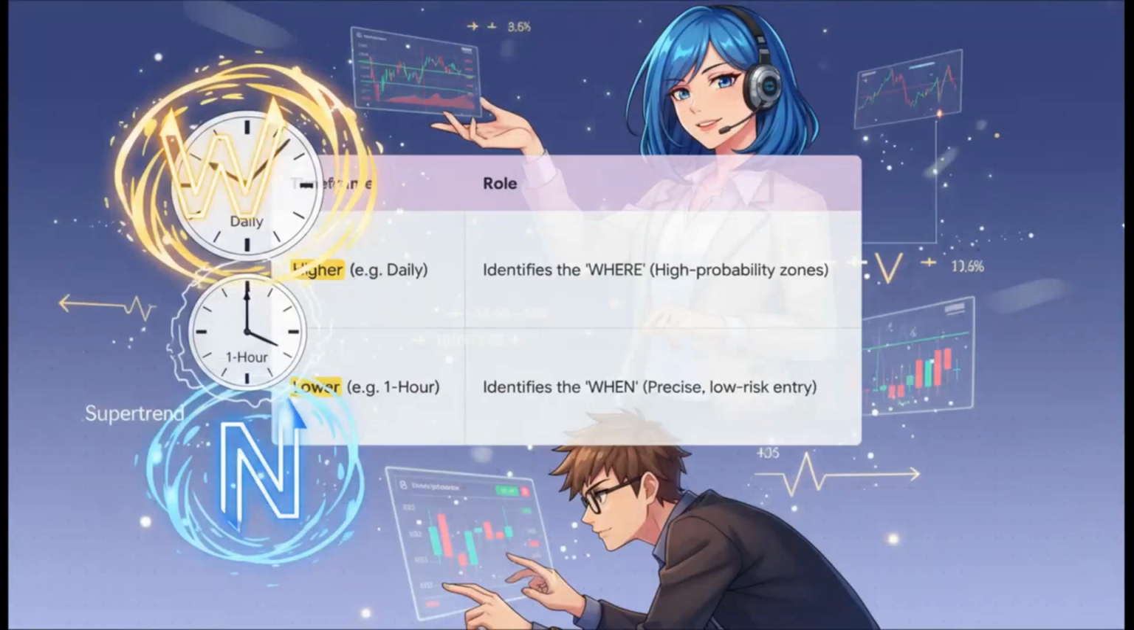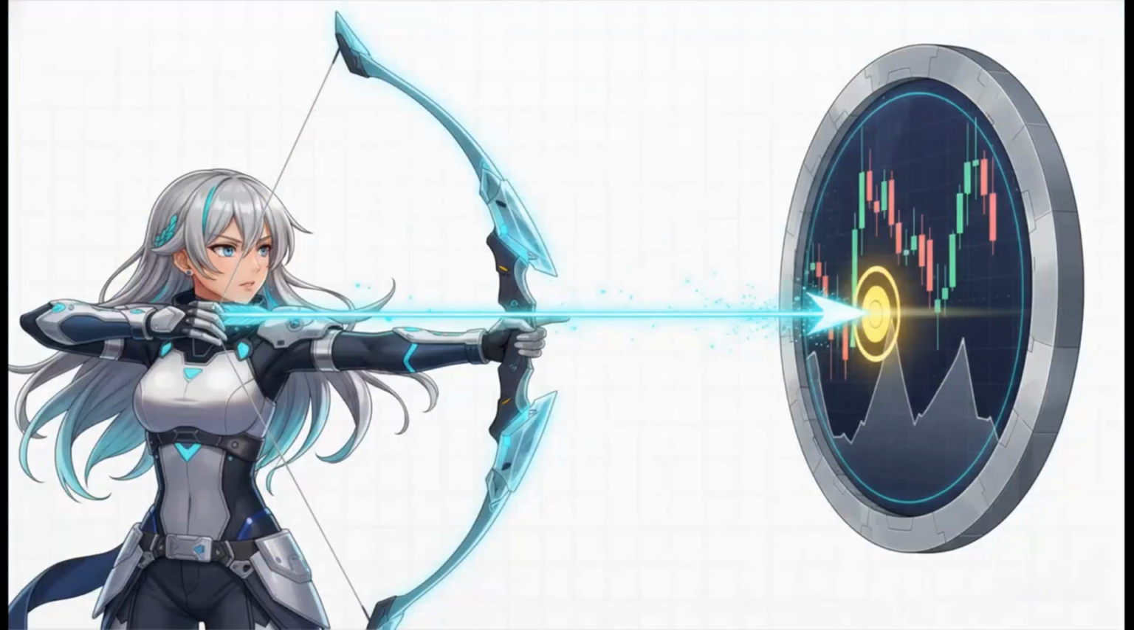This table lays it out perfectly. You use your higher time frame, say a daily chart, to identify the where. These are your high probability zones, like a pullback to a major support level in a big uptrend. Then you drill down. You zoom into a lower time frame, like the 1-hour chart, to find the when. You're looking for the very first signs that the pullback is finished so you can get a super precise low-risk entry.